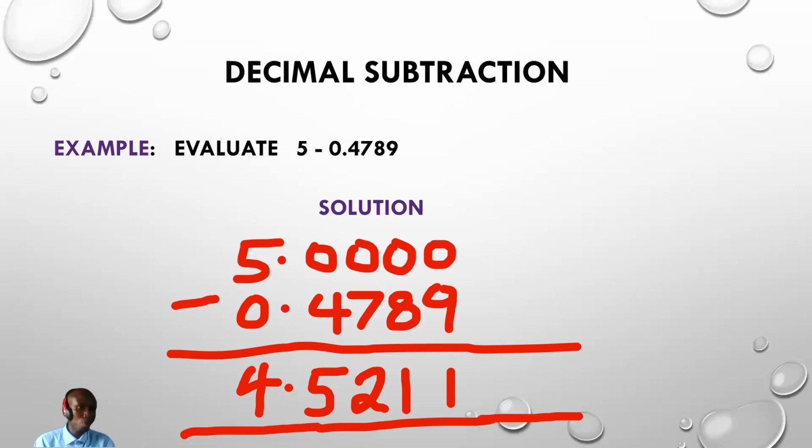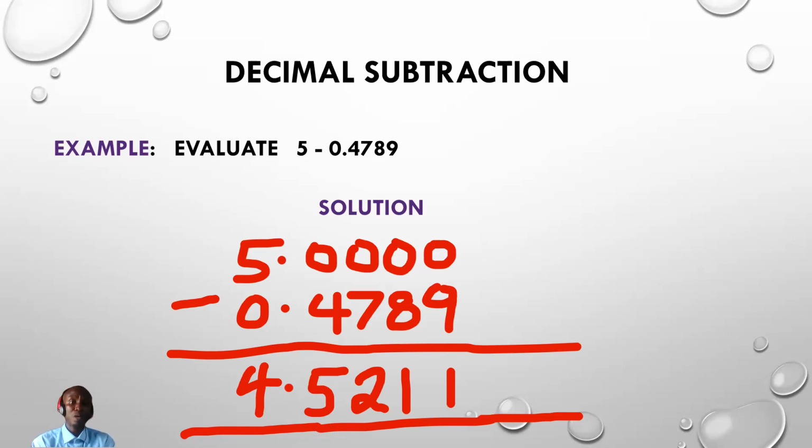Now that's decimal subtraction. So let's see how we can subtract a decimal from a whole number, because this is one of the most difficult problems when it comes to decimal subtraction. Subtracting a decimal from a whole number. First of all, you can see 5 minus 0.4789. You have to transform the whole number to a decimal. That's why you can see we wrote 5.0000.